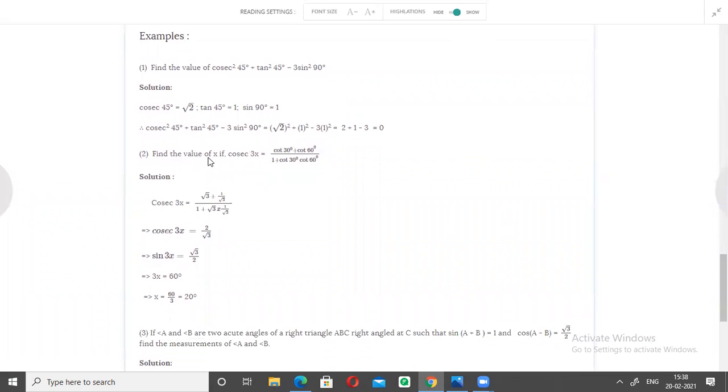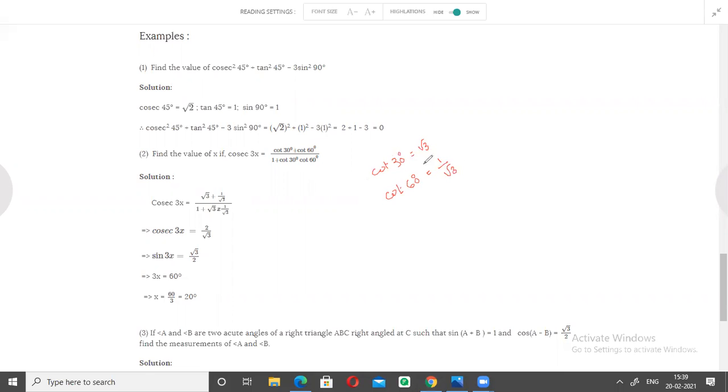Next question is, find the value of x if cosec 3x is equal to cot 30 plus cot 60 divided by 1 plus cot 30 multiplied by cot 60. Here also, first thing we need to know the values of this. So tan 30 degree is equal to 1 by root 3. So cot 30 degree is the reciprocal of tan. So if tan is 1 by root 3, cot 30 degree will be equal to root 3. Then tan 60 degree is equal to root 3. So cot 60 degree is the reciprocal of that, that is 1 by root 3.